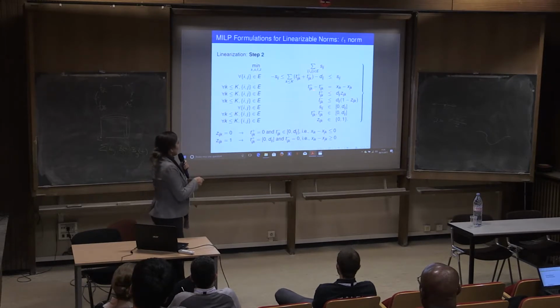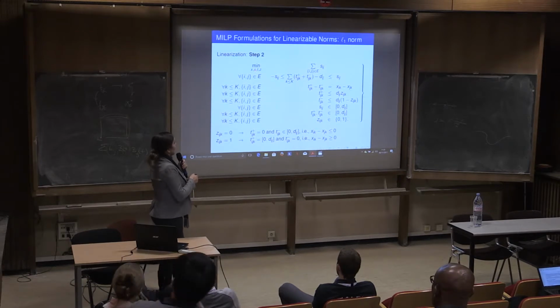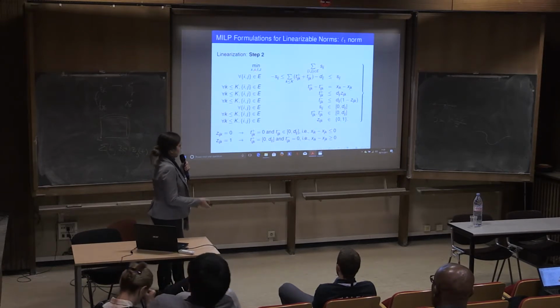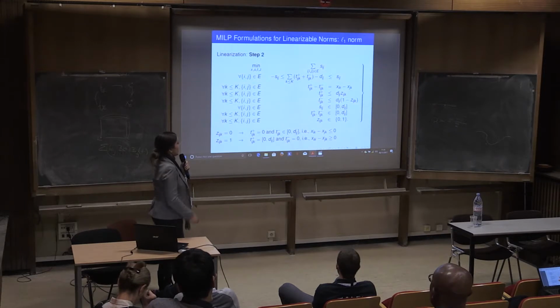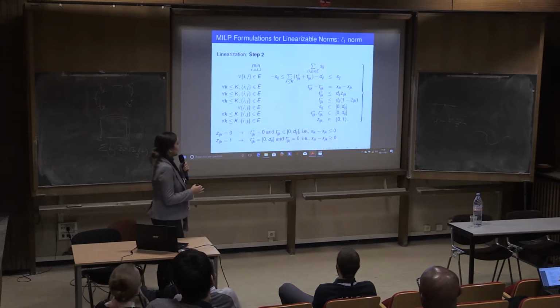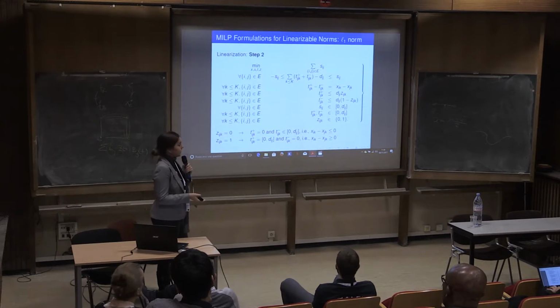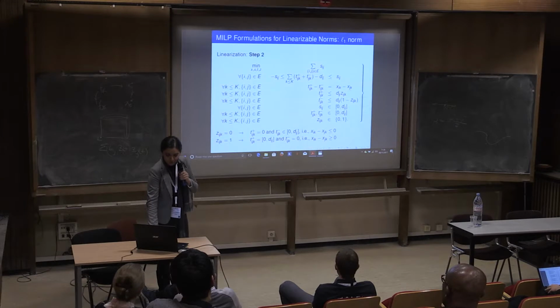So, by introducing S and T, the continuous variables, and Z, the binary variables, we completely linearized our optimization problem. What we have now is a mixed integer linear programming problem that we can solve with standard MILP solvers.